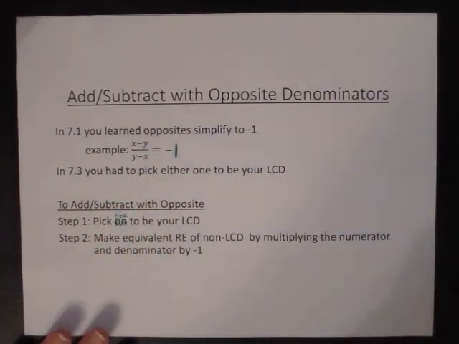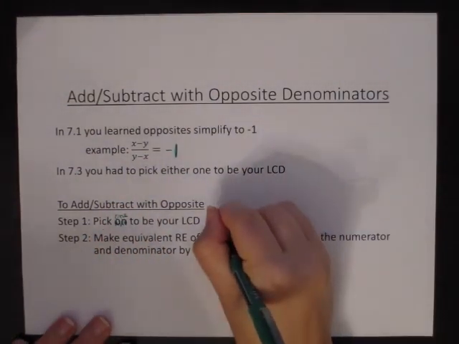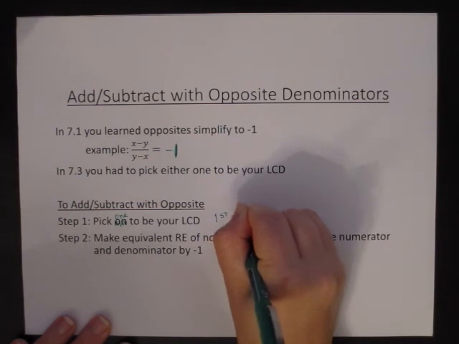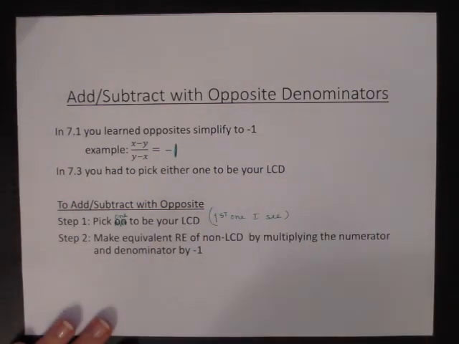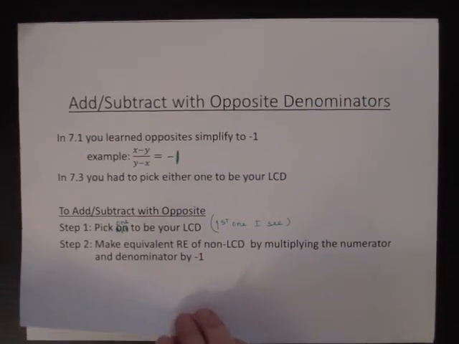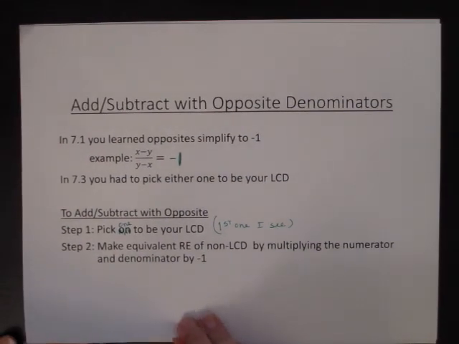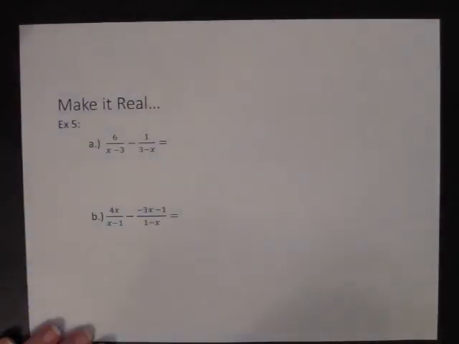So you need to pick one to be your LCD. I usually pick the first one I see, just for consistency's sake. And then step 2, you have to make equivalent rational expressions with the non-LCD by multiplying the numerator and the denominator by -1. So let me show you what I mean.